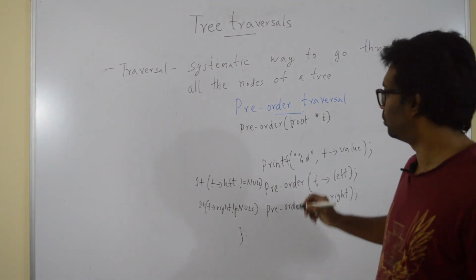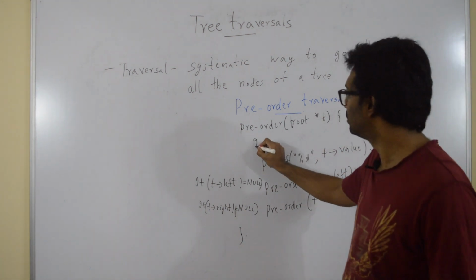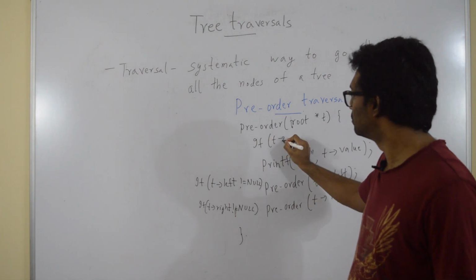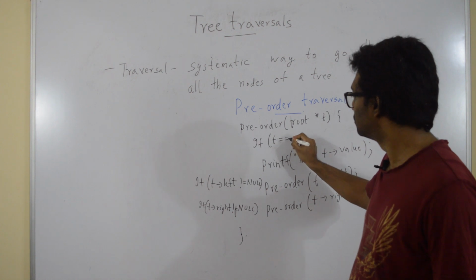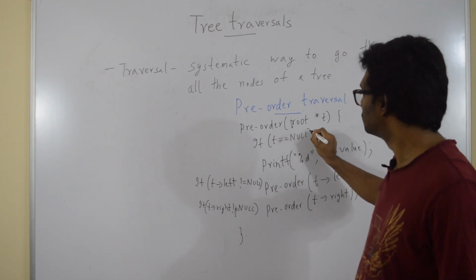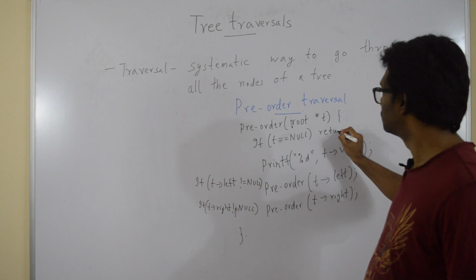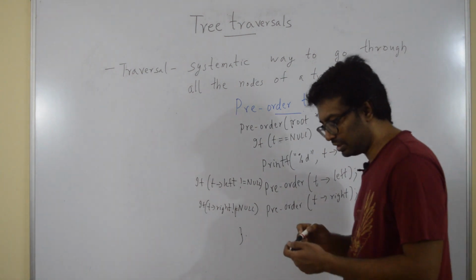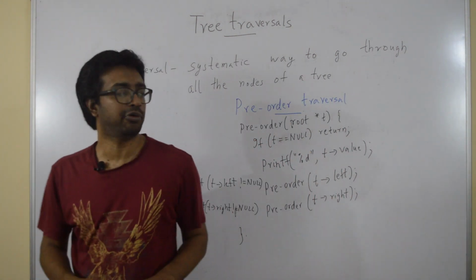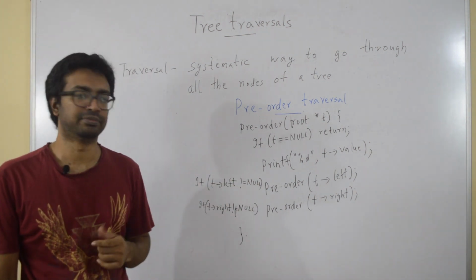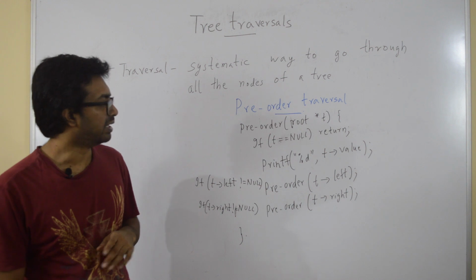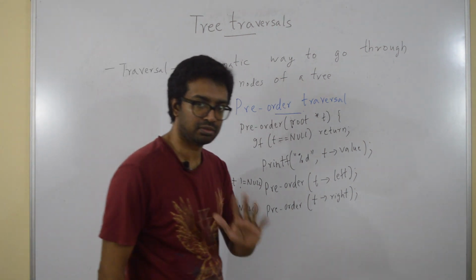And I'm going to write the following. I'm going to write that if you pass a null pointer, I'm going to just return because we are not going to proceed further. Okay, and this is going to be my base case, right?